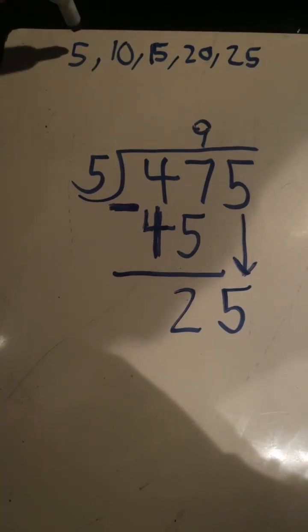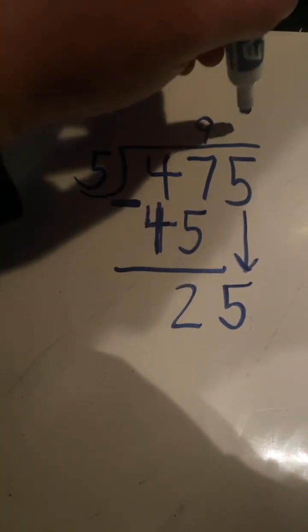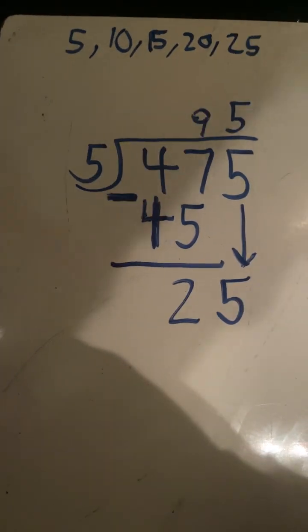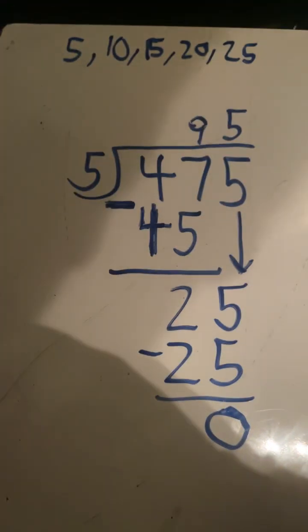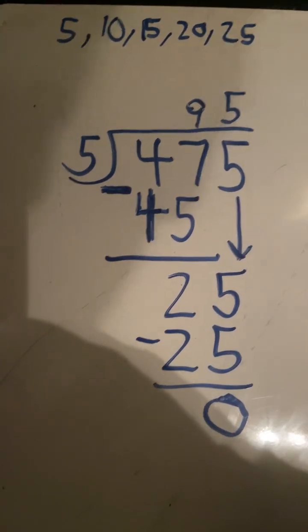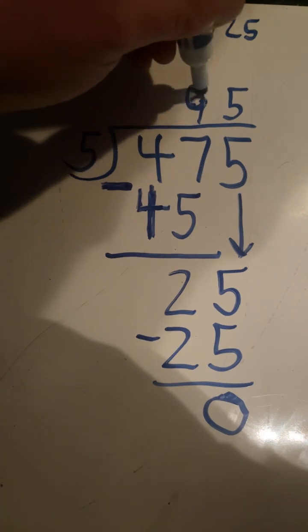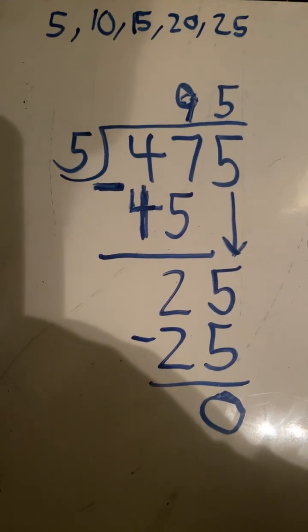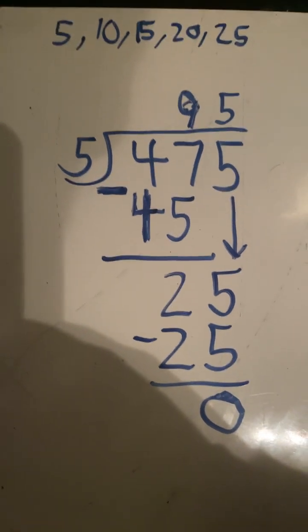So I was able to get 1, 2, 3, 4, 5 groups of 5 within 25. And 25 minus 25 equals 0. So there is no remainder. 475 divided by 5 equals 95. I'm just going to make that 9 a little bigger. 475 divided by 5 equals 95.